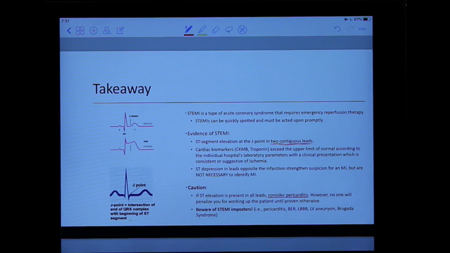ST depression in leads opposite of the infarction also strengthens suspicion for an MI, but they are not necessary to identify an MI. And just some points of caution: if ST elevation is present in all of the leads, consider pericarditis as a possible diagnosis. However, no one will penalize you for working up the patient until this is proven otherwise. And beware of STEMI imposters. There are a few other things that can look like STEMI on an ECG tracing, such as pericarditis, benign early repolarization, left bundle branch block, LV aneurysm, and Brugada syndrome.